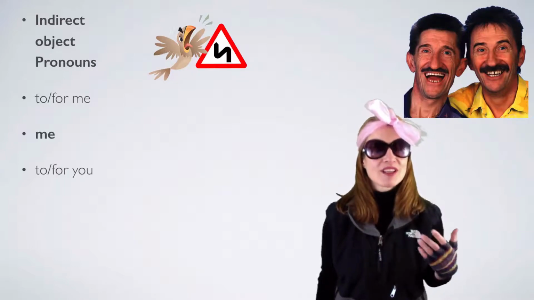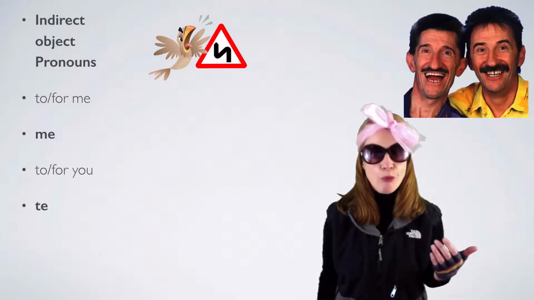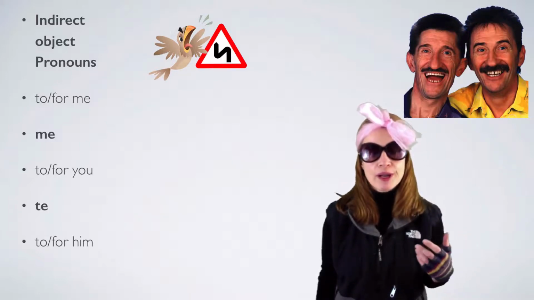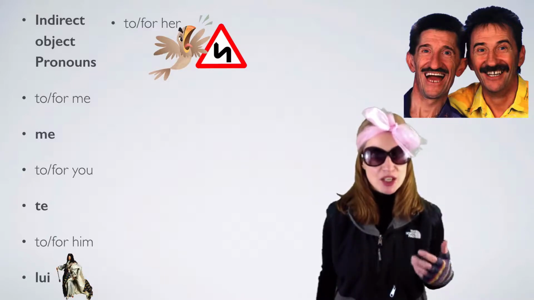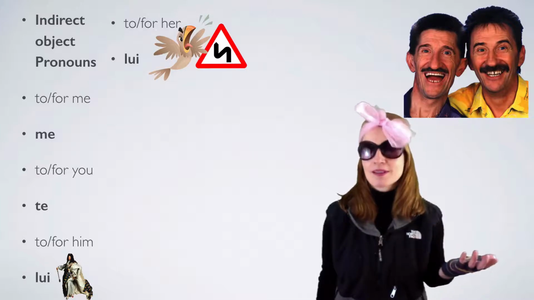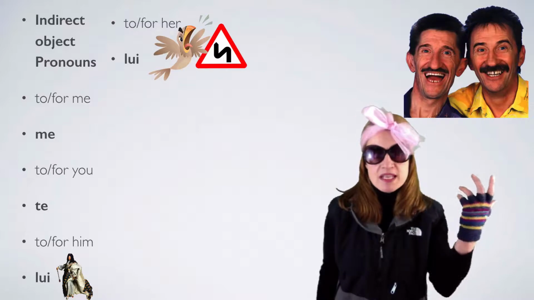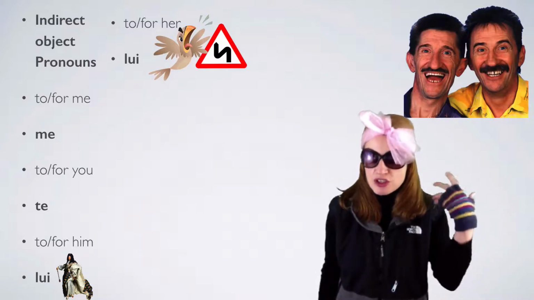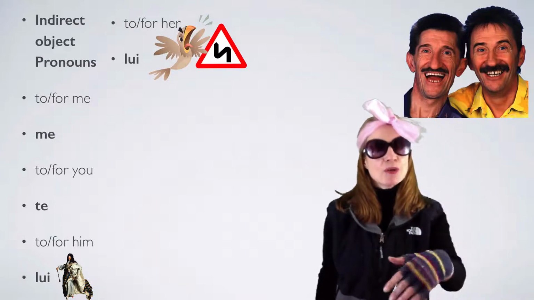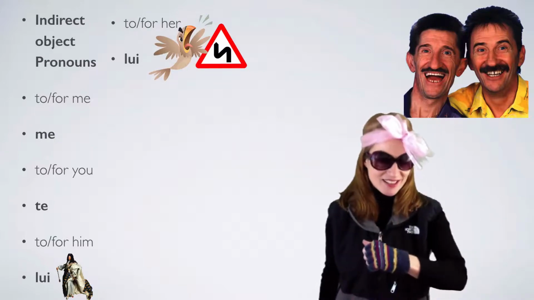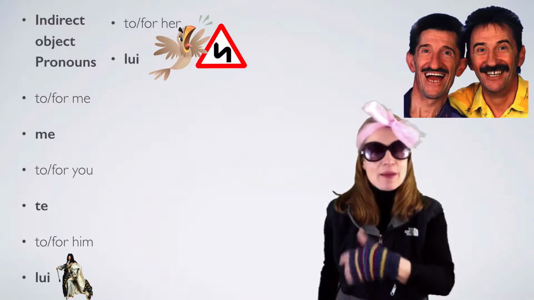Me. To or for you, informal. Te rhymes, me, te. To or for him. Lui, Louis XIV. To or for her. It's the same. Lui, if you're not sure, with it means to him or to her, you should be, because you should have been talking about it before. But if you butt into the conversation, you might add on à elle at the end. Okay, or à lui, or the person's name, à Monique.